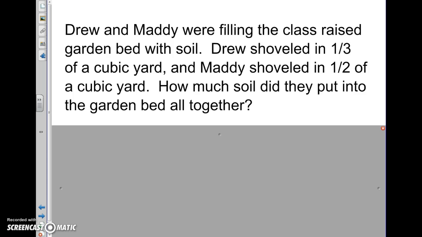Drew and Maddie were filling the class raised garden bed with soil. Drew shoveled in 1/3 of a cubic yard, and Maddie shoveled in 1/2 of a cubic yard. How much soil did they put into the garden bed altogether?